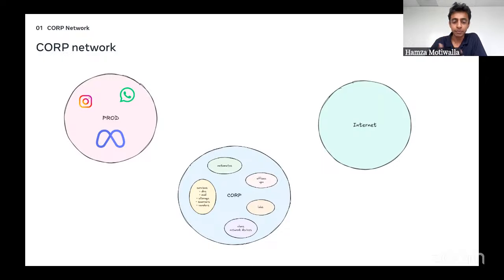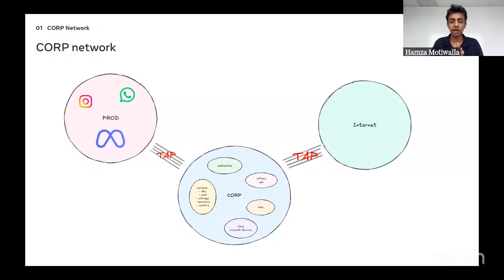Every Metamate, every engineer who needs to work on products like Instagram, WhatsApp, Quest needs to go into prod. That's the network that serves our users. At the same time, the engineers also need to access the internet to debug solutions, to access Stack Overflow and whatnot. So we need to link these networks, and that's a given. That's exactly where our team comes in. That's exactly where we deploy our Zeek instances, our NSM architecture, between the links.